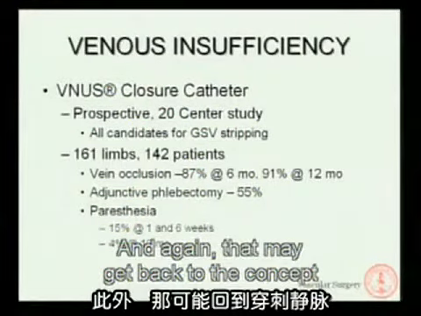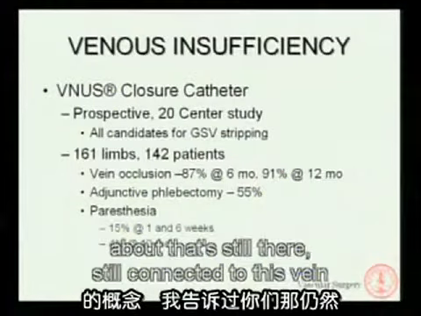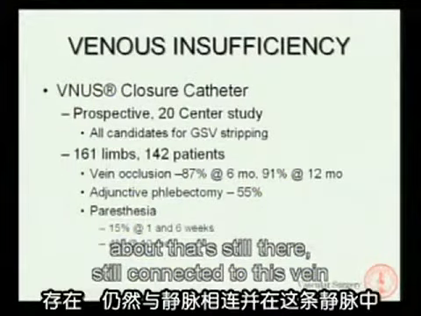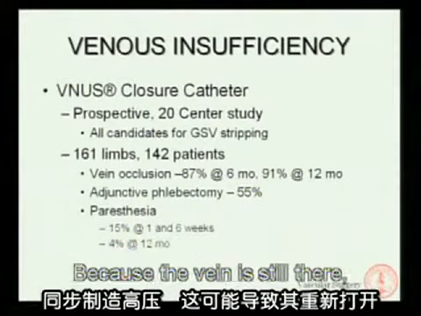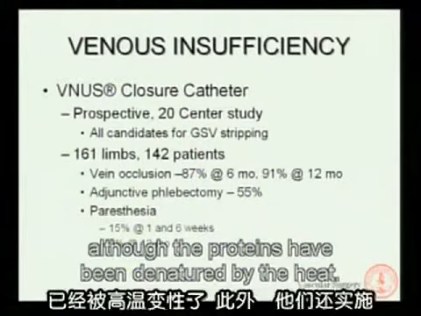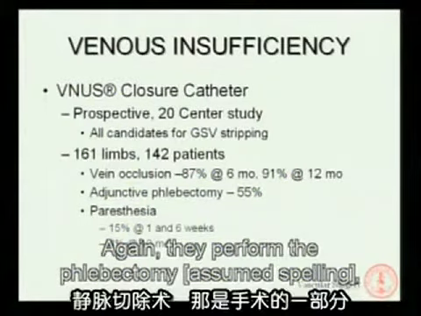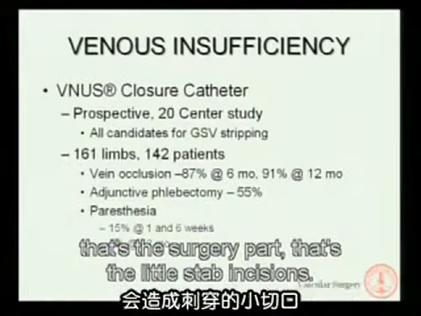And again, that may get back to the concept of that perforating vein I talked to you about that's still there, still connected to this vein and creating a high-pressure sink into this vein that may reopen it. Because the vein is still there, although the proteins have been denatured by the heat. Again, they perform the phlebectomy. That's the surgery part. That's the little stab incisions.